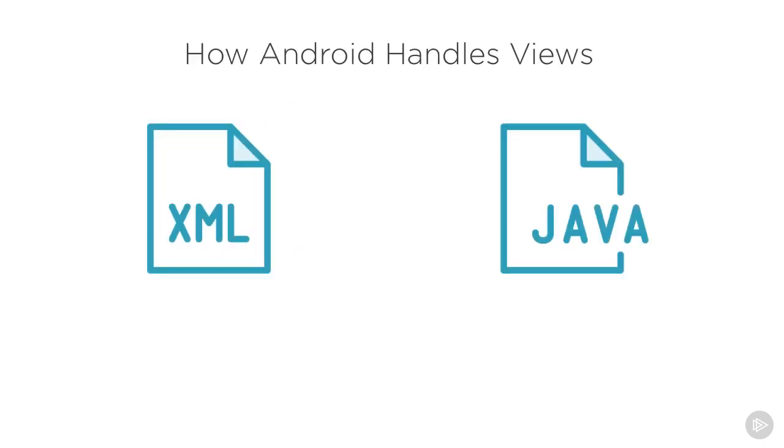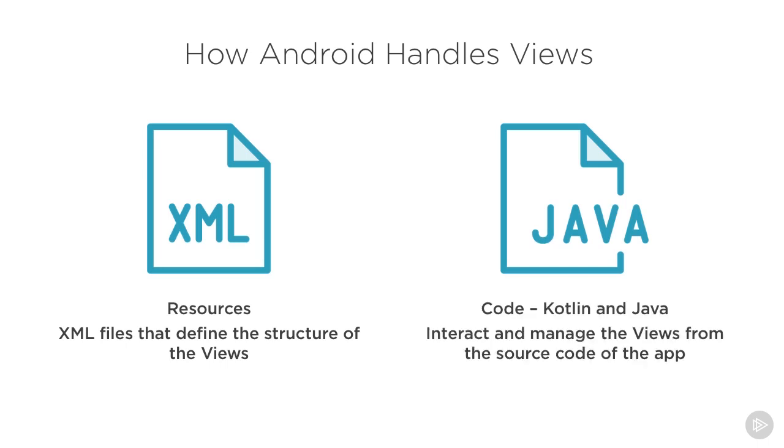Android handles views in two primary ways. First is with Android project resources. Resources include a slew of different types of files that we'll talk about shortly. These include the XML files that represent the markup of our views. We will also use our code to interact with the views.